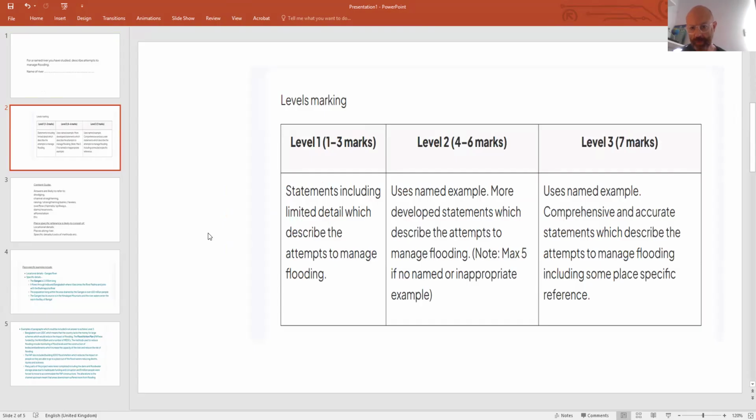Now, as we know, 7 point questions are not 7 points for 7 marks. If your statements include limited detail, we don't really describe anything, okay, you're not going to do very well. If you use a named example and give some developed statements to describe how they might be attempting to manage the flood, you can get a maximum of probably five, really. It says 4 to 6 there, okay. But to get seven, use very clear named examples. Your information is comprehensive and accurate. These are statements again, not bullet points, which describe the attempt to manage flooding, including specific place references.